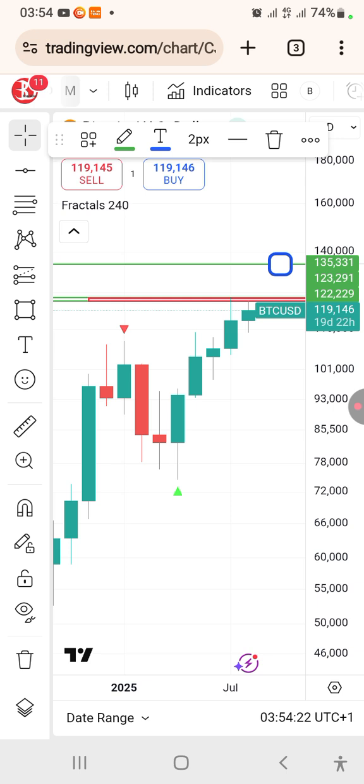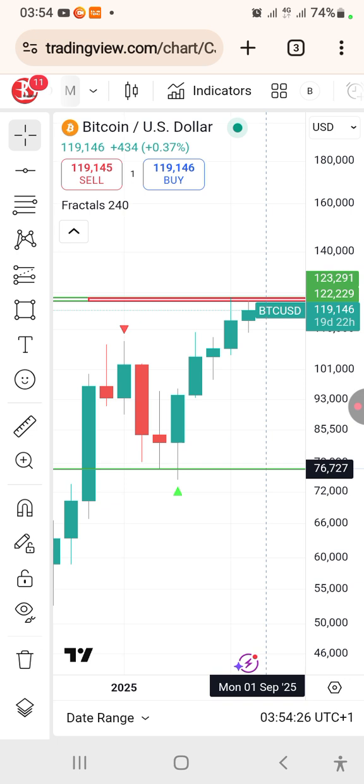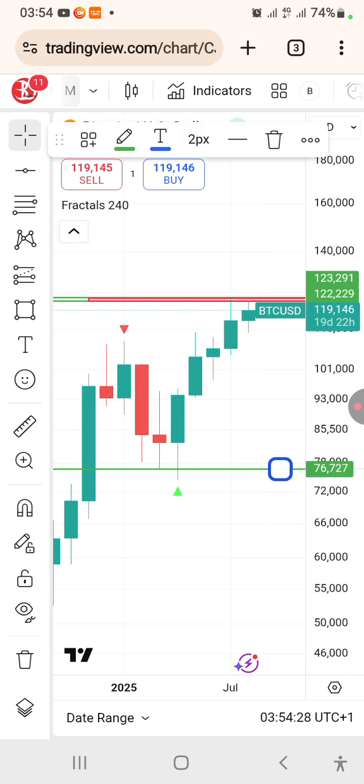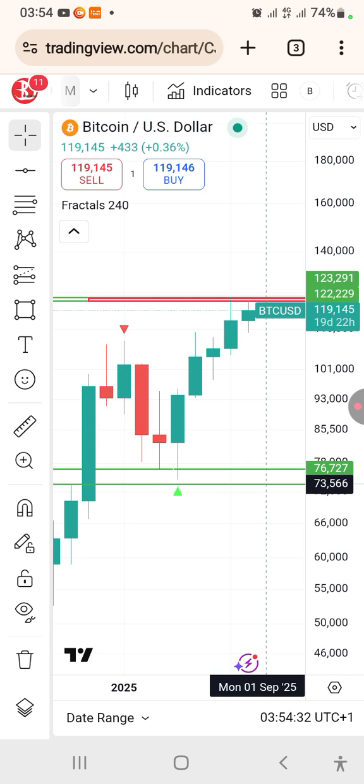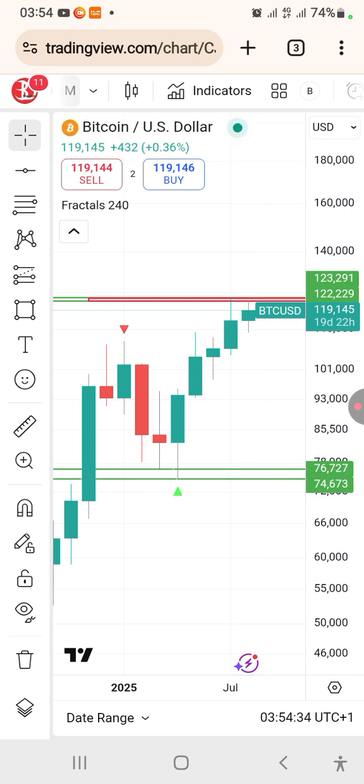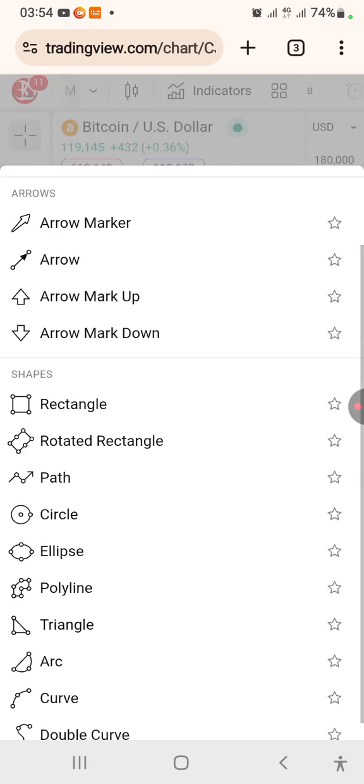Okay. Is that the line? Okay. And let's fix our line here. Duplicate it again, which means cloning it. Fix it down. And the next thing you have to do is to go straight to your rectangle.